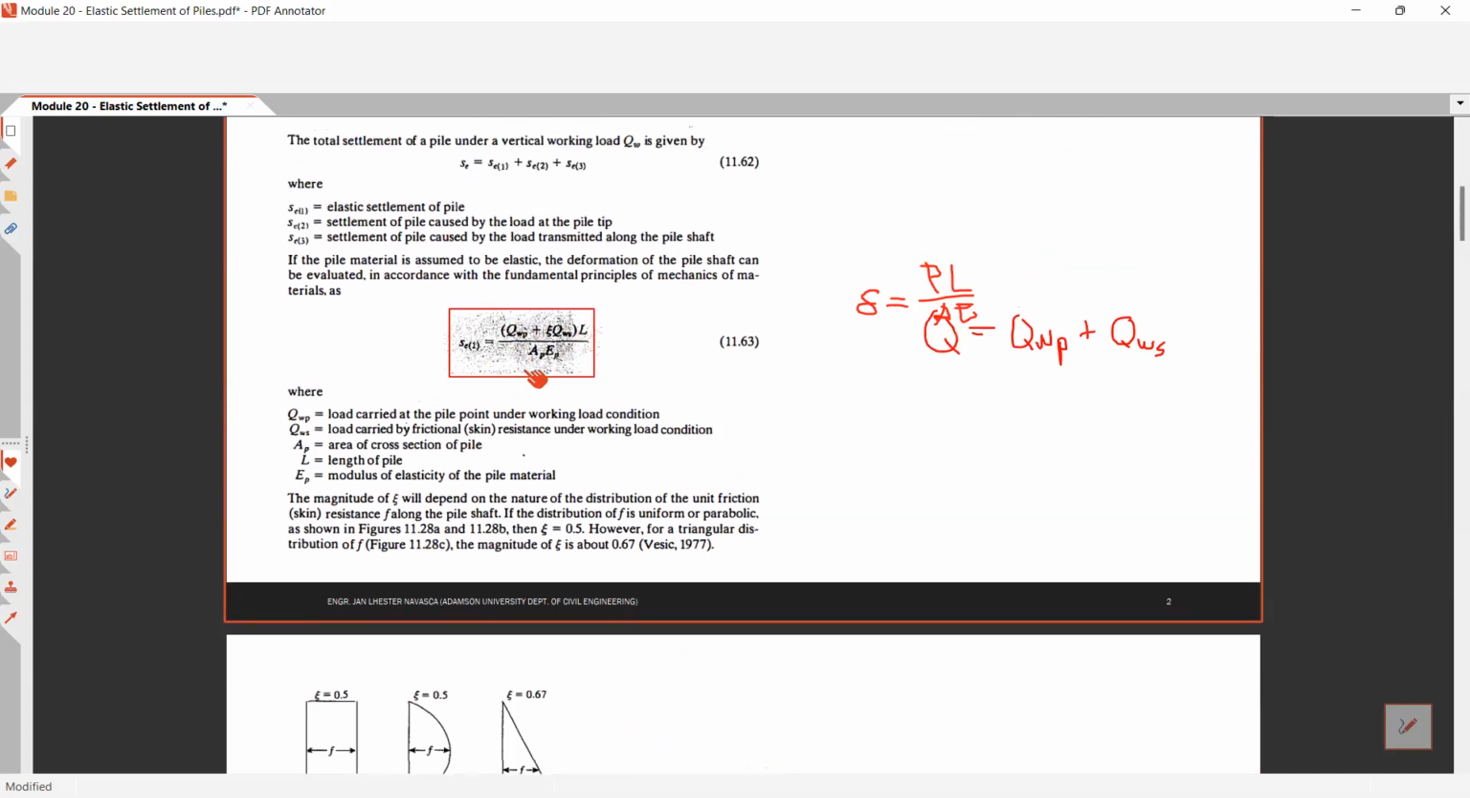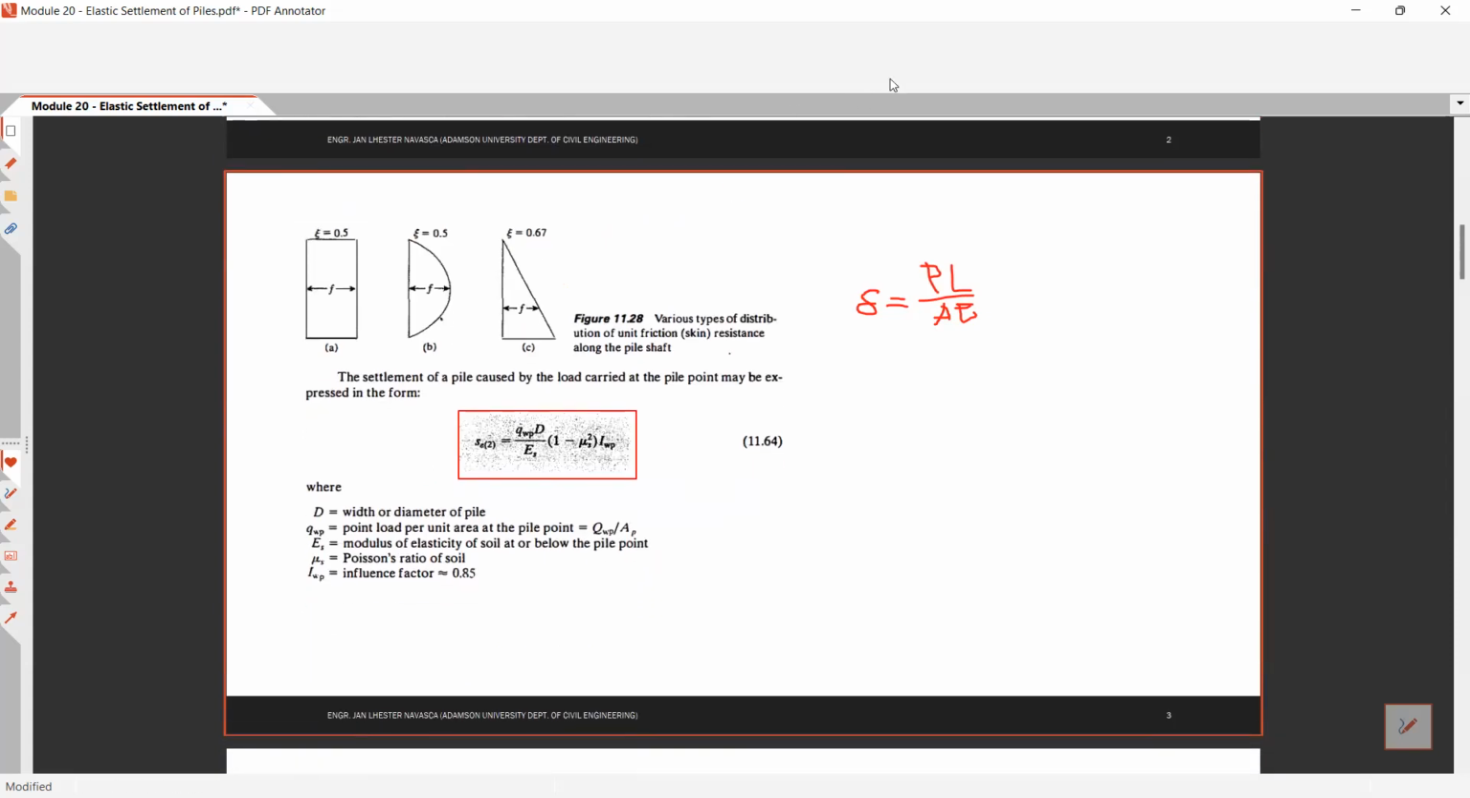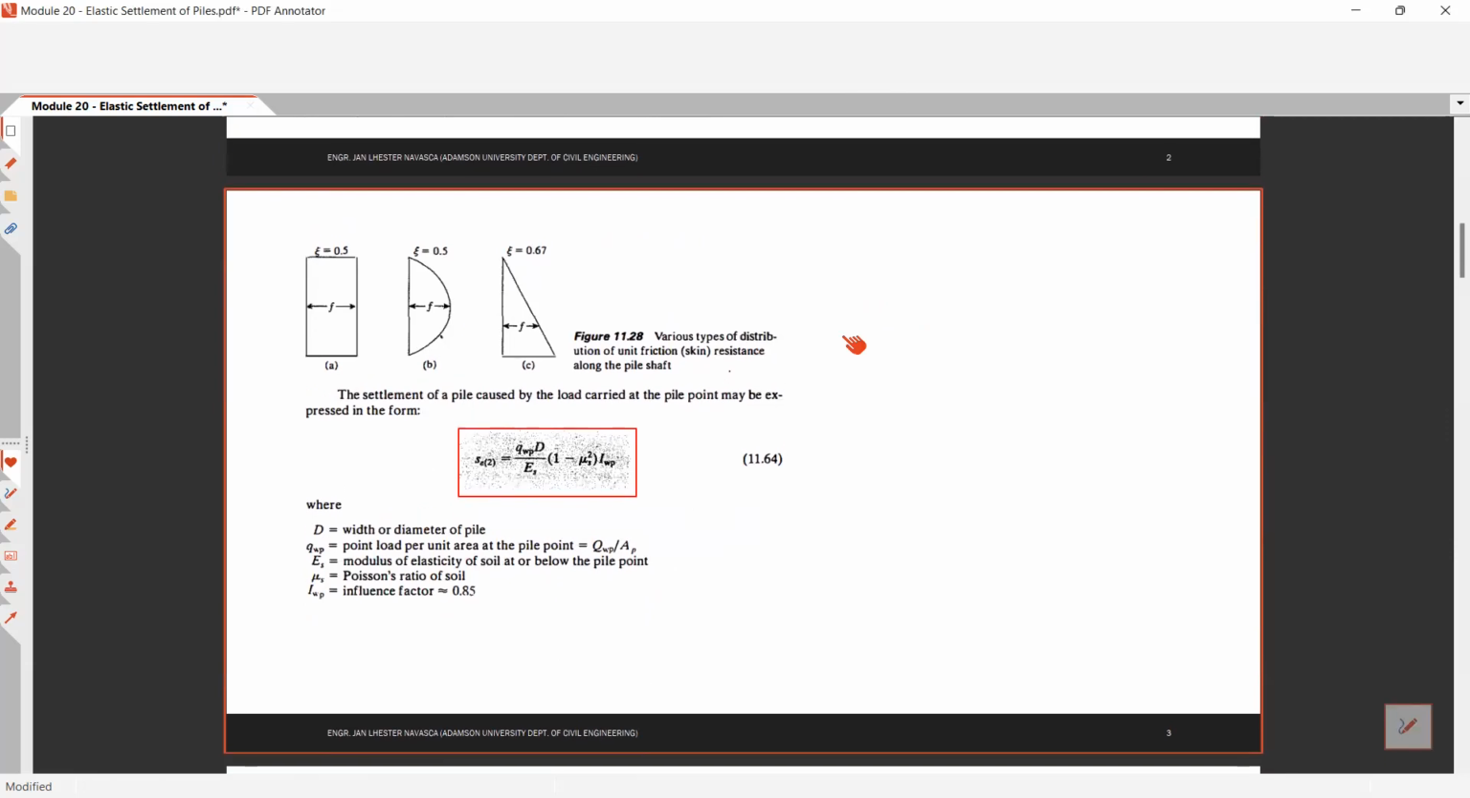Okay. So next, hanapin natin yung SE2, yung settlement of pile caused by the load at the pile tip. So yung SE2, SE sub 2. So the settlement of pile caused by the load carried at the pile point may be expressed in the form as one. Okay, SE2 is equals to Q sub WP times D all over ES, okay, multiplied by 1 minus mu squared S I sub WP. Okay, so discuss natin lahat.